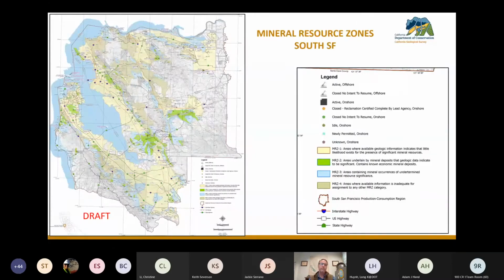One thing that we did, and this is a draft, all we did is we digitized those black and white maps and colored them in ArcGIS. And so the green areas, those are our MRZ2s. Those are our resources. So we are currently evaluating those resources, making sure there's compatible land, and then identifying them as sectors.